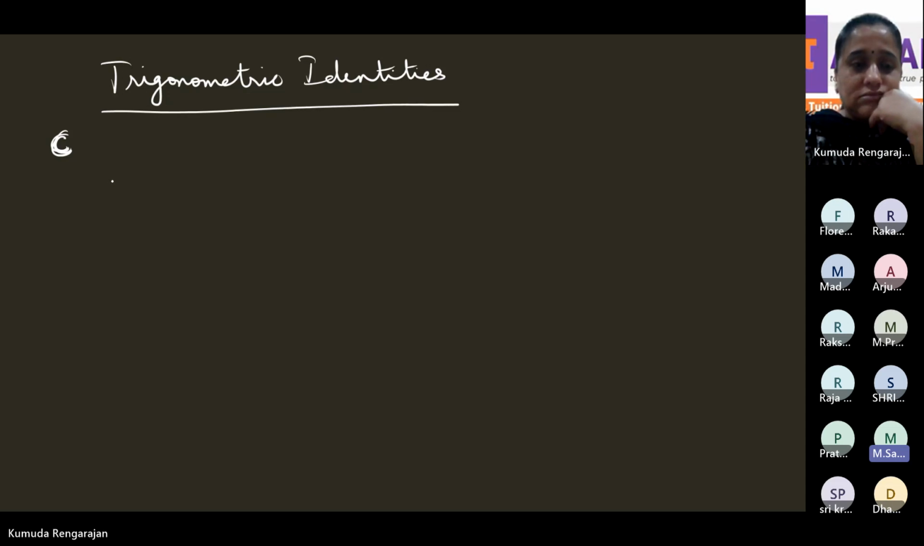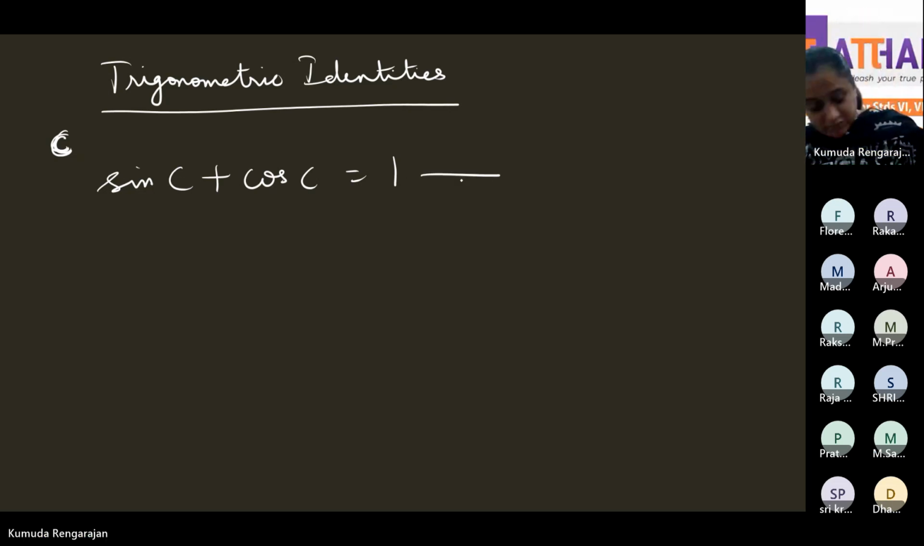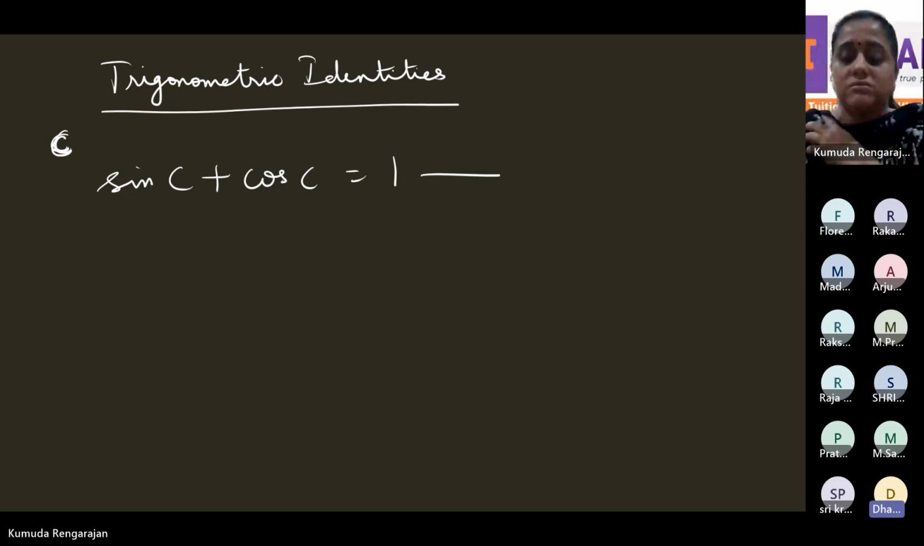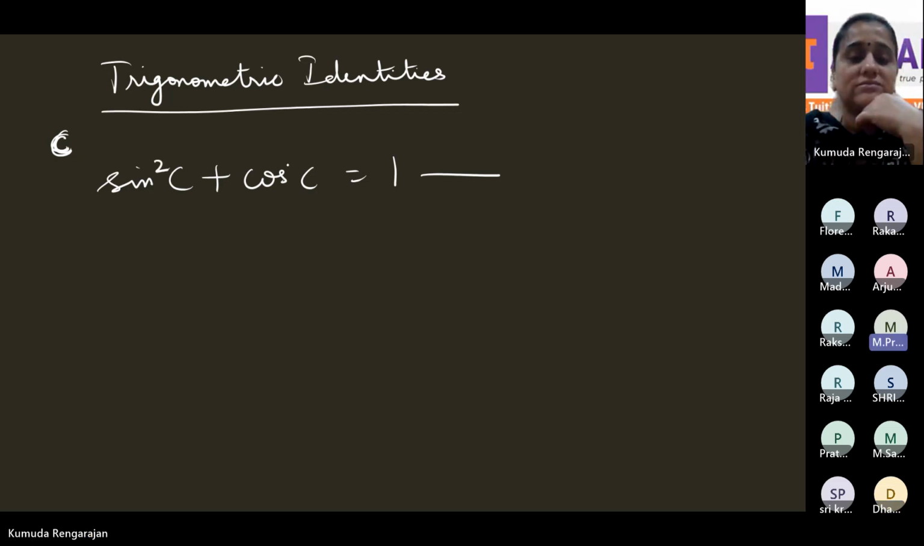Sin C plus cos C is equal to 1. Thank you, Sashank. Friends, please comment if this is true or false. Sin square C plus cos square C is equal to 1. Very good. So sin square C plus cos square C is 1.